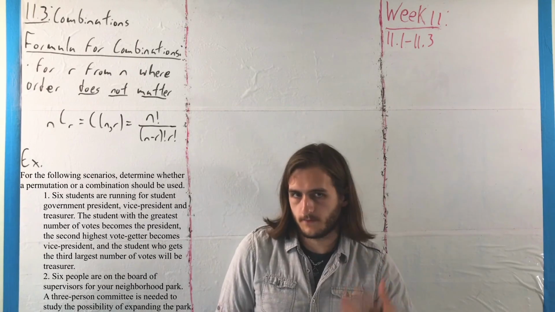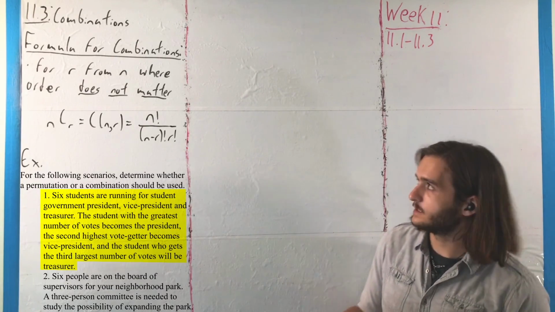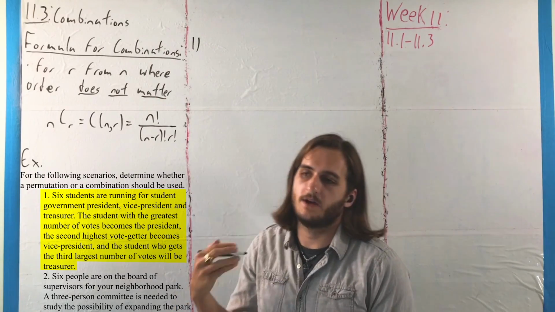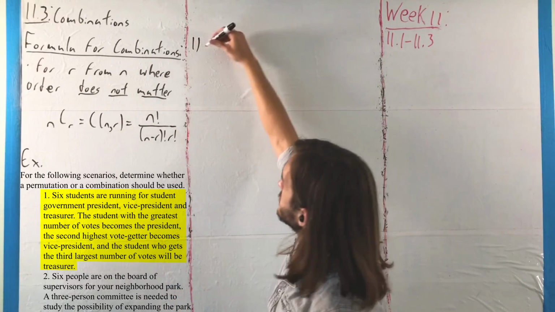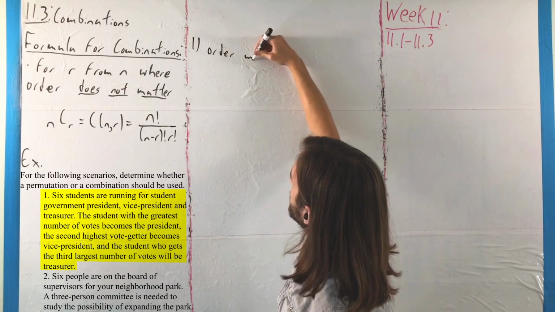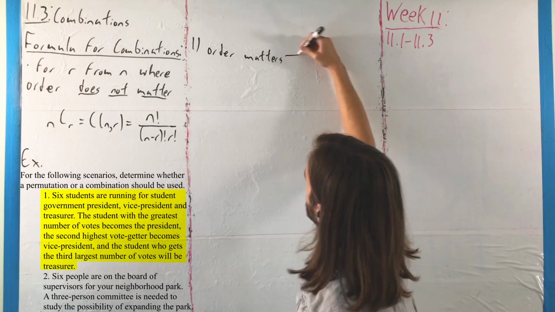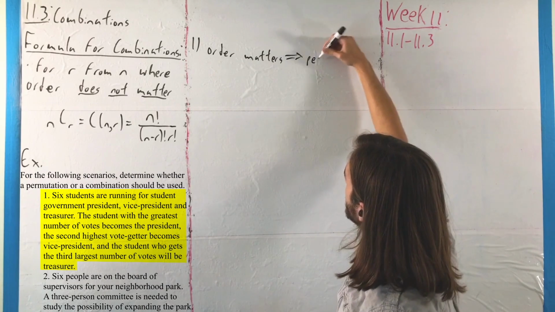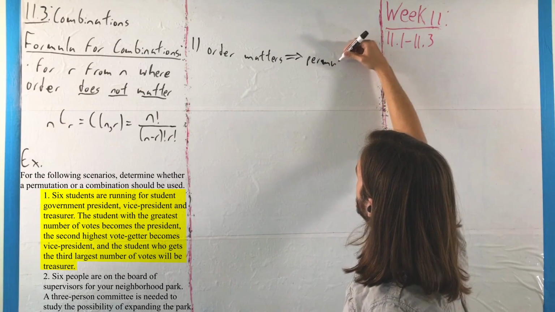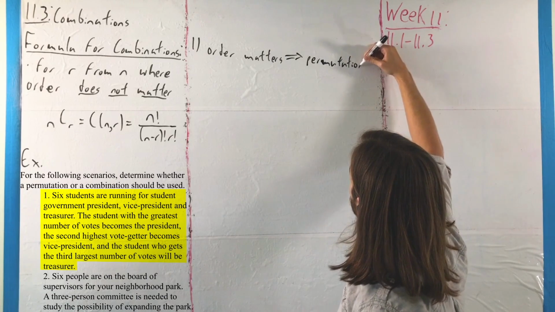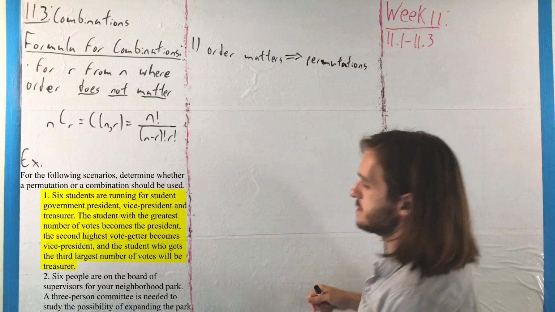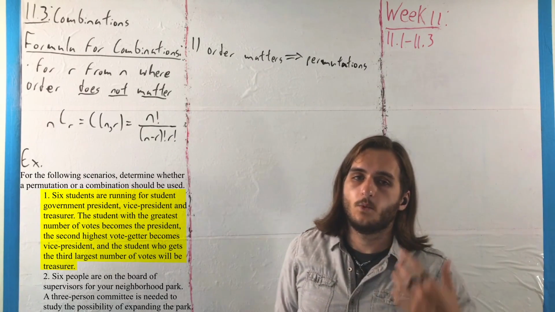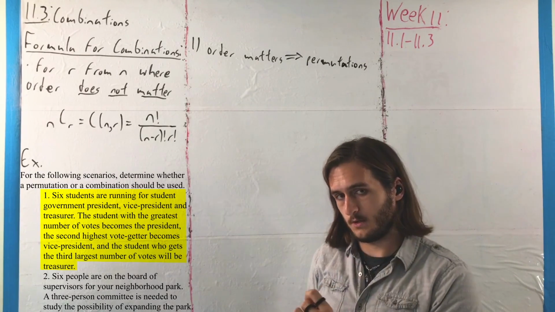Looking at this, that first case should remind us of something we saw in the last section, because we're still dealing with treasurer, vice president, president. In this case, order matters. So we're going to be doing something in the flavor of a permutation. Remember, whenever we're dealing with a case in which we care about the order in which things are chosen, we are dealing with permutation numbers.